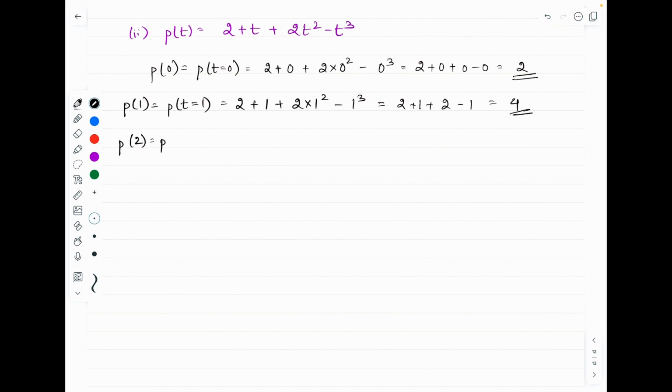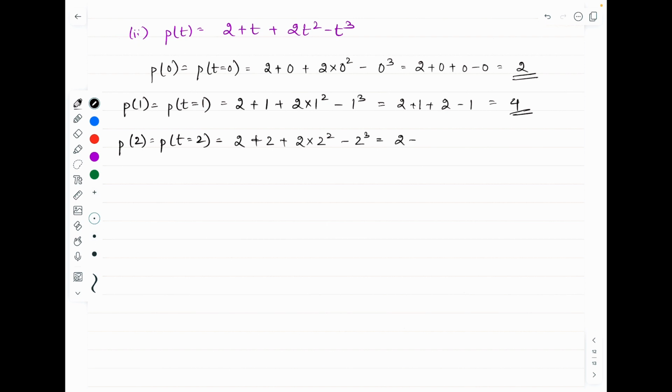P of 2 now. P of 2 means P when t equals to 2. So instead of t you have to put the value 2. So 2 plus t is written means instead of t I have to write 2, plus 2t square means 2 into 2 square. Understood? Minus t cube means 2 cube.